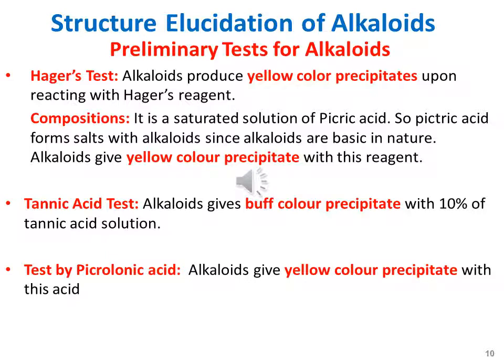The other less commonly used reagent for the detection of alkaloids is tannic acid. Alkaloids give a buff colored precipitate with 10% tannic acid solution. Picrolonic acid may also be used for the detection of alkaloids. Alkaloids produce yellow colored precipitates upon reacting with picrolonic acid.